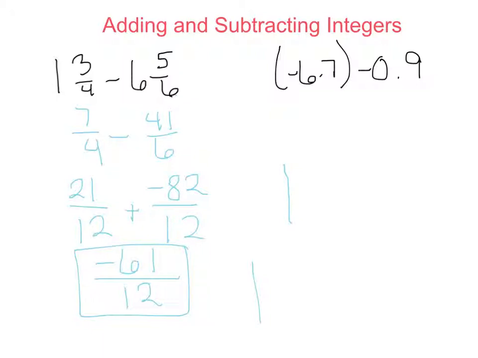Then with the decimals, same rule, same sign, keep the same sign. They both have a minus or a negative, whichever way you want to look at it, in front of them, which means we're going to add them. So negative 6.7, negative 0.9. With decimals, you do need to make sure your decimal points are lined up. 7 plus 9 is 16, carry the 1, we get 7.6. Since they're both negative, our answer is also negative.